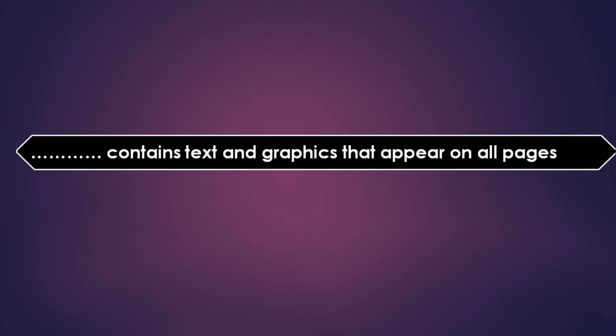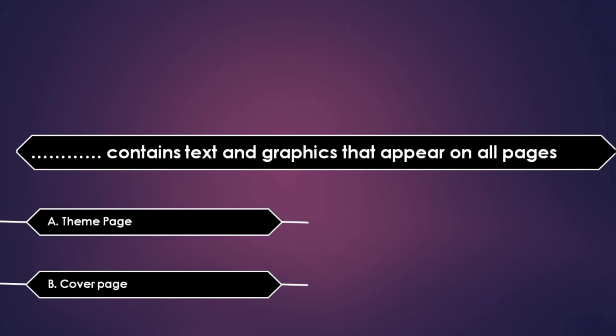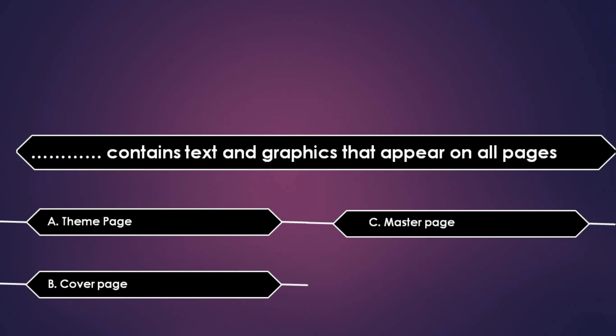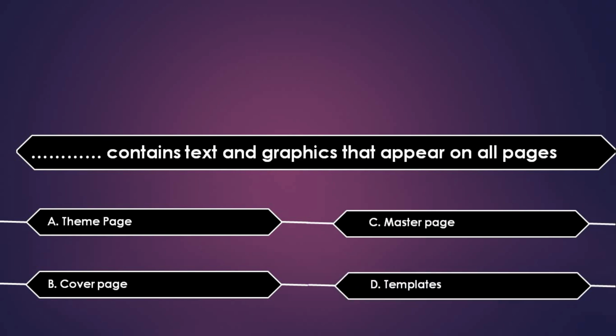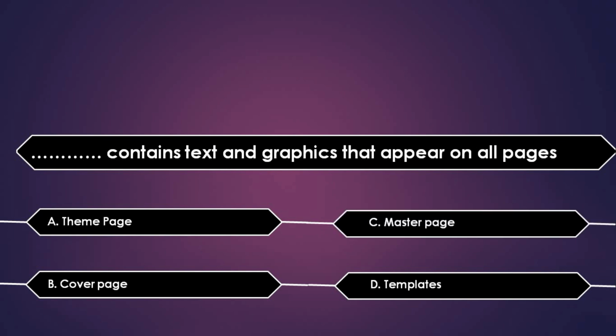Dash contains text and graphics that appear on all pages. A. Theme page, B. Cover page, C. Master page, D. Templates. The right answer is master page. Master page contains text and graphics that appear on all pages.